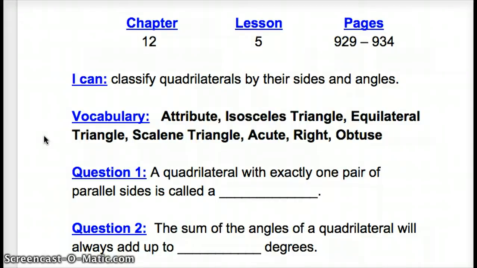Question 1, a quadrilateral with exactly one pair of parallel sides is called a blank. Question 2, the sum of the angles of a quadrilateral will always add up to blank degrees.